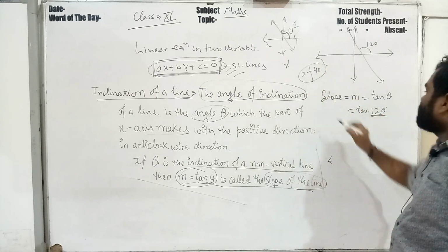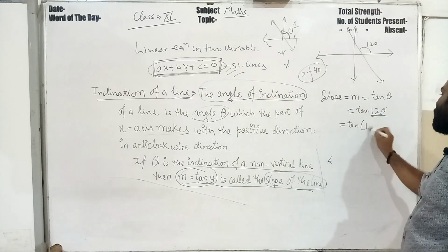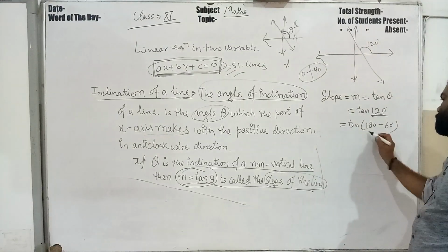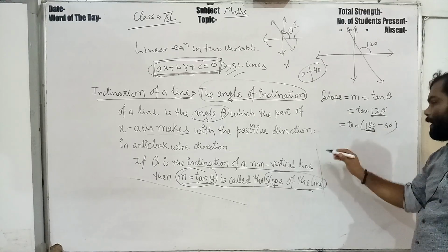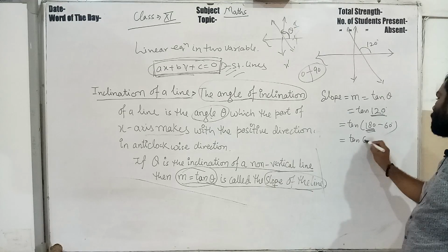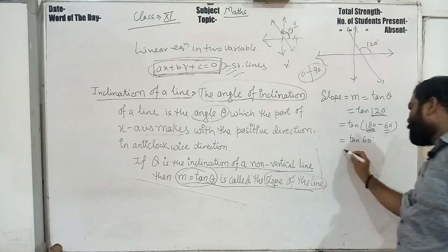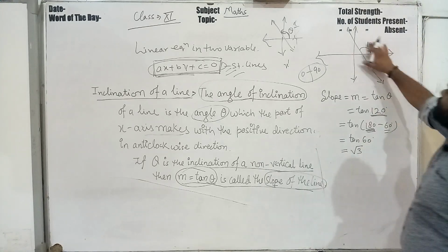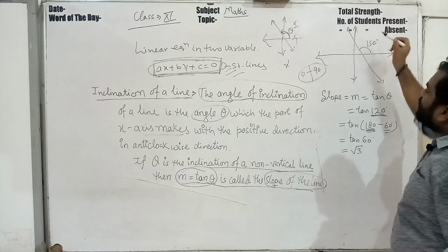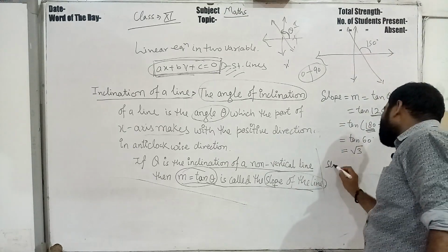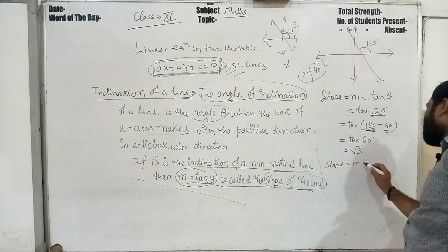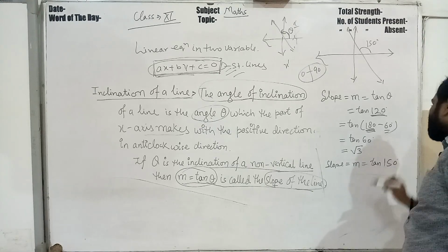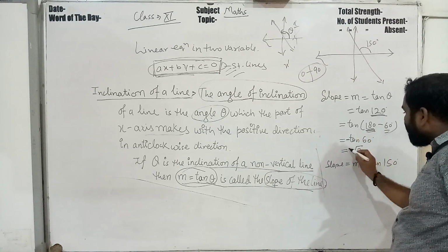So this can be written as tan of 180 minus 60 degrees. Tan 180 minus 60, now it is in the form of 180, so the name will be the same and the value will be that of 60 degrees. We have learned that tan 60 is root 3. Suppose this angle is 150 degrees, then the slope m is equal to tan 150. This becomes negative, because it goes in the second quadrant.